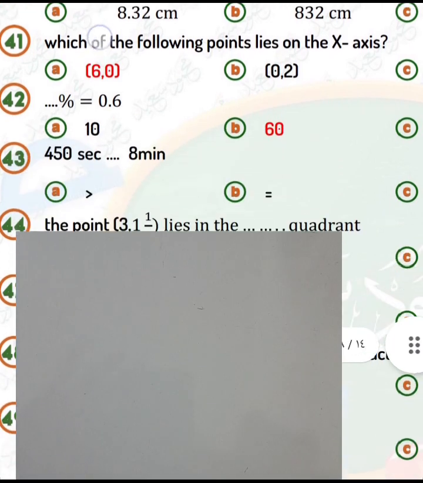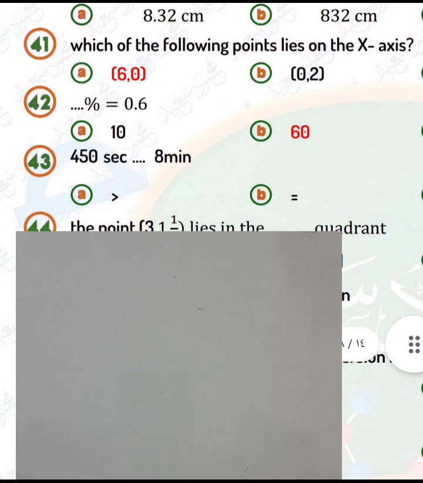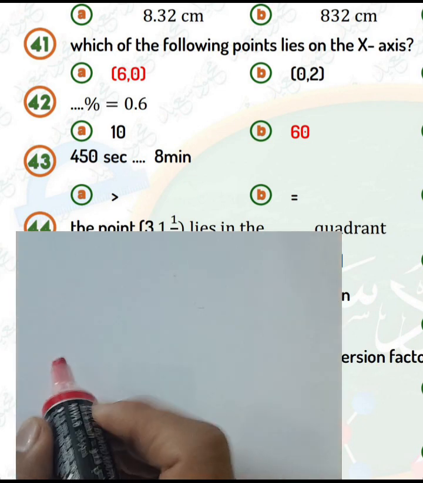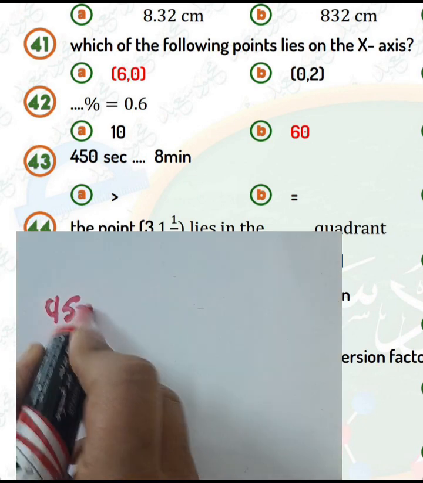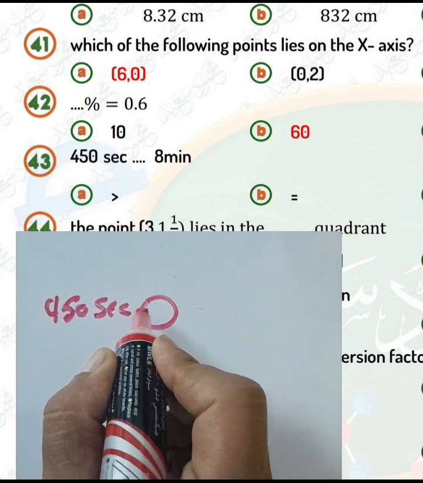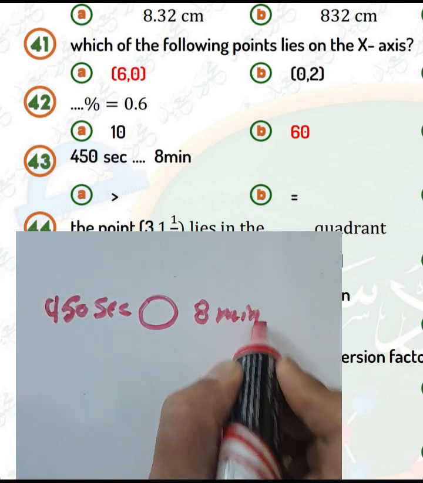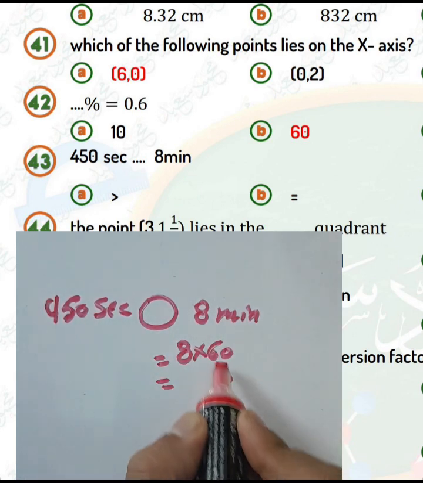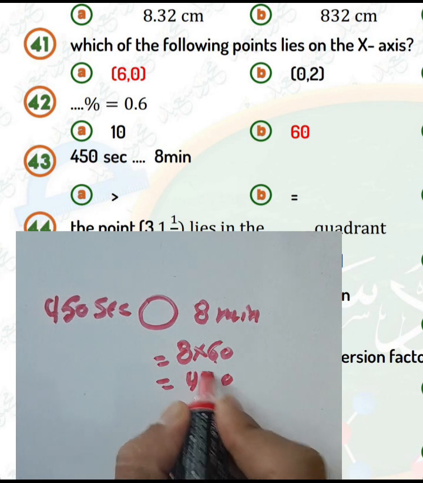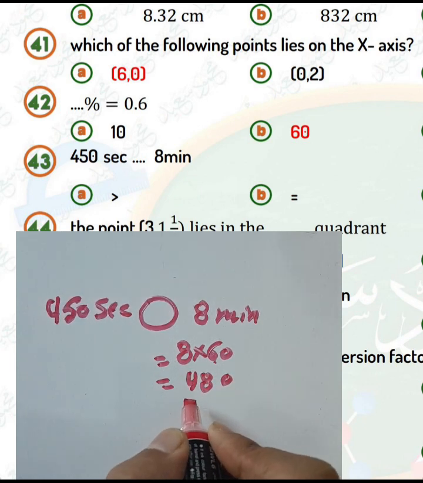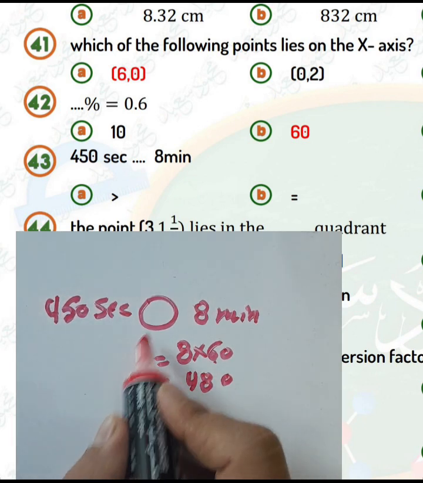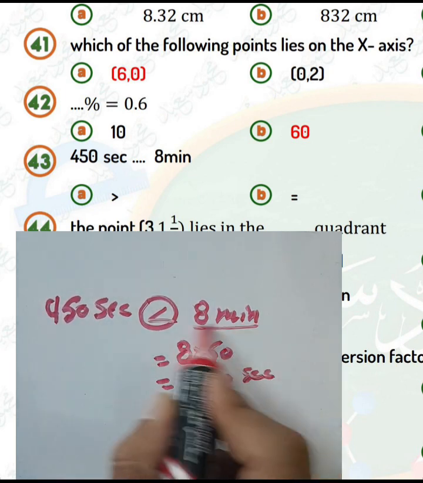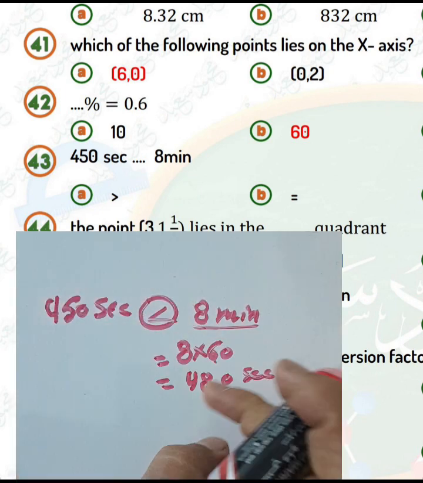Next question 43. Compare 450 seconds and 8 minutes. We know 1 minute equals 60 seconds. Then we have 450 seconds and 8 minutes. You can multiply 8 by 60 to convert from minutes to seconds. 6 times 8 equals 48, so 8 times 60 is 480. Then 450 is less than 480.